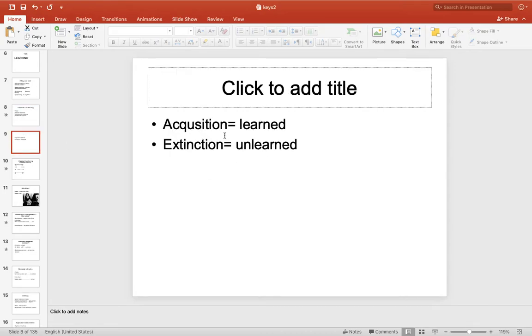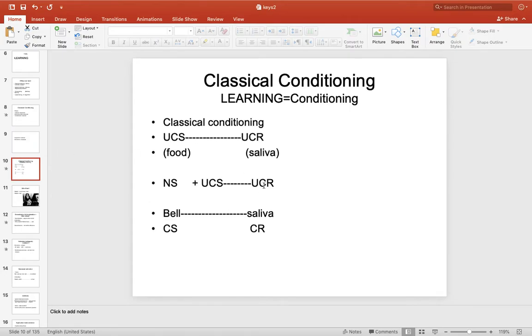And in learning, acquisition is the term for learning, and extinction is the term for unlearning. All right, classical conditioning, remember, think of the dog and you have a stimulus and a response. The UCS is unconditioned, unlearned. UCS, unconditioned stimulus would be food, and an unconditioned response would be saliva. No learning there. Then Pavlov put a neutral stimulus in front of the food, and it led to the slobbering.